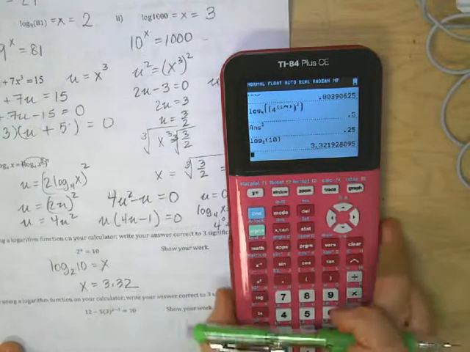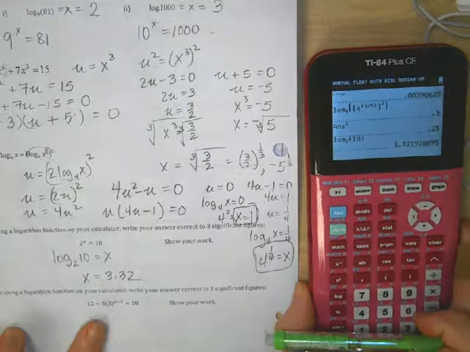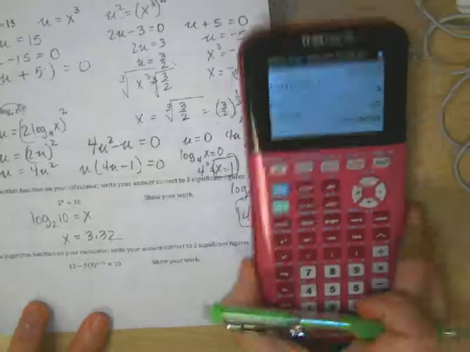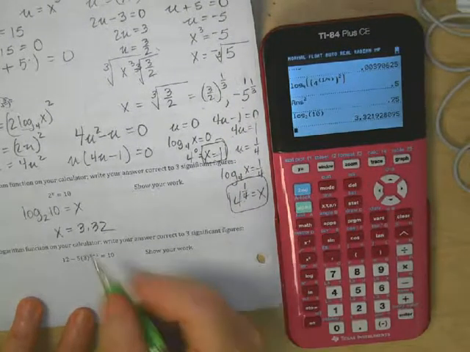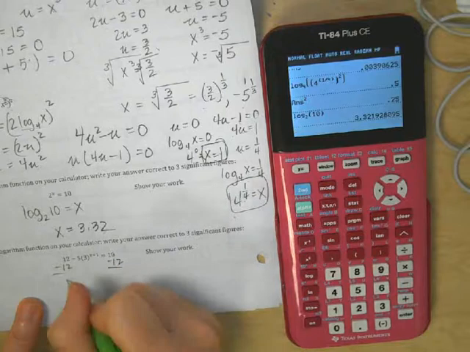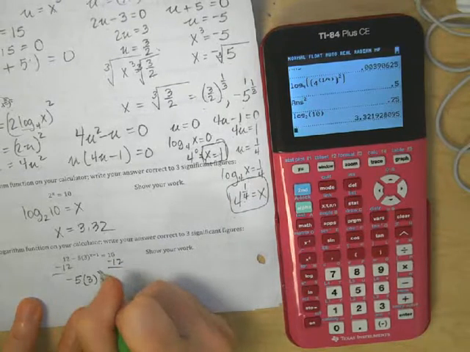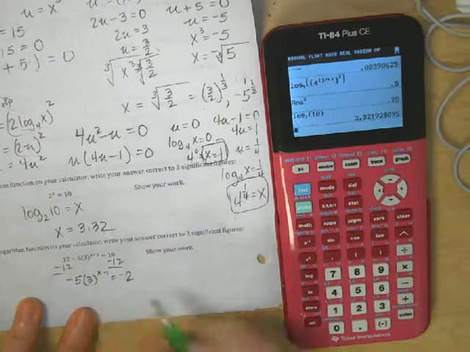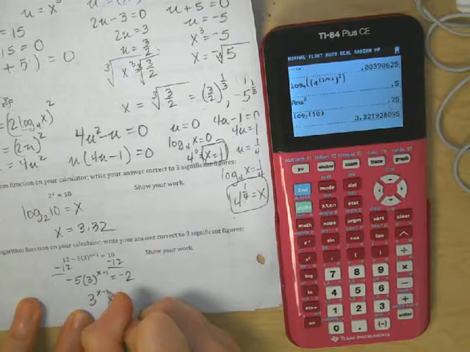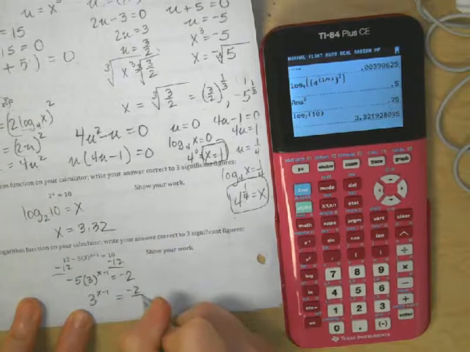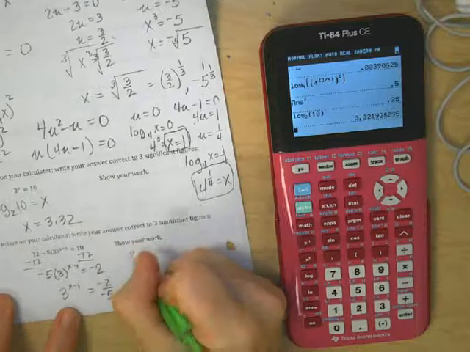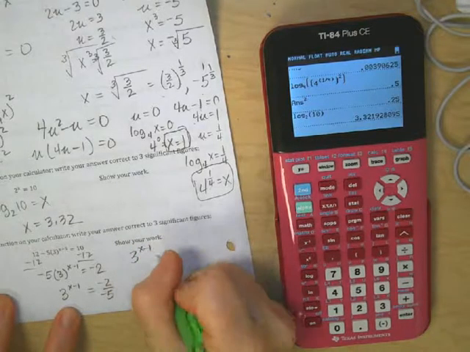All right, solve using a logarithmic function on your calculator, write your answer. So this one, I am going to simplify it and then change it to log form. So I'm going to minus 12 from both sides, and I get negative 5, 3 to the x minus 1 is equal to negative 2. Then I'm going to divide both sides by negative 5. 3 to the x minus 1 is equal to negative 2 divided by negative 5. Negative divided by negative is a positive. So I have 3 to the x minus 1 is equal to 2/5.